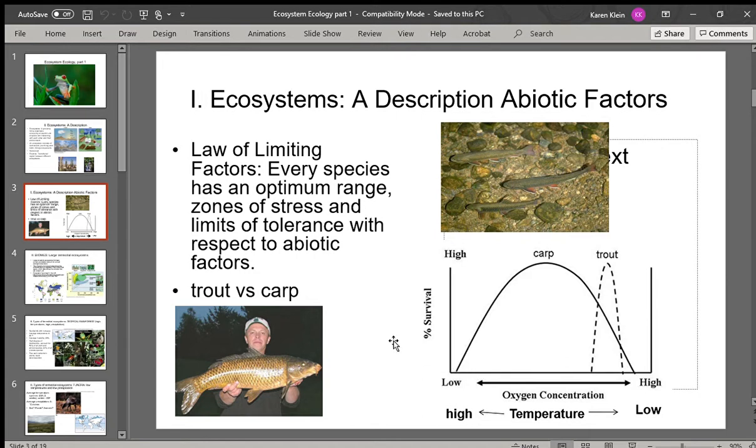But there are some species living in those same ecosystems which tend to have a very narrow range of tolerances, what we would call the specialists, like trout, for instance. As you can see here, trout are fish that can only live in low temperature waters with a high amount of oxygen.